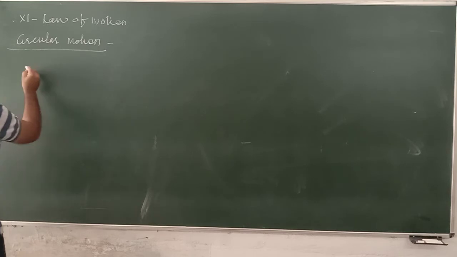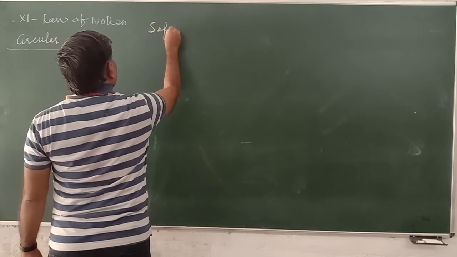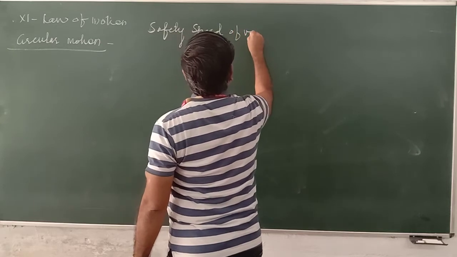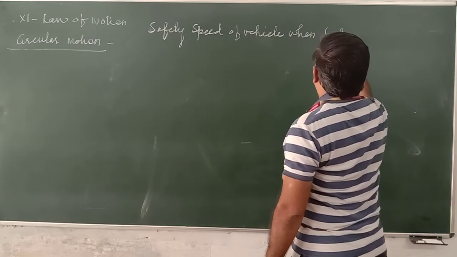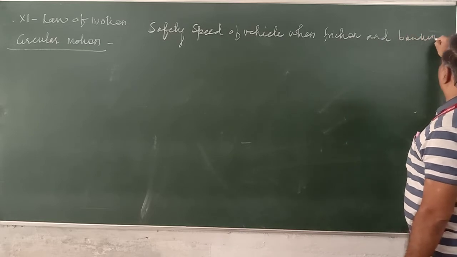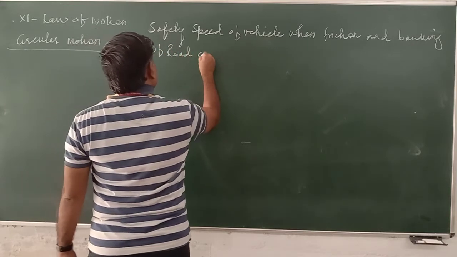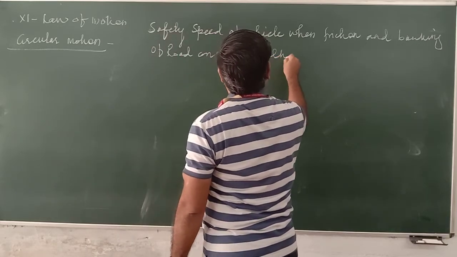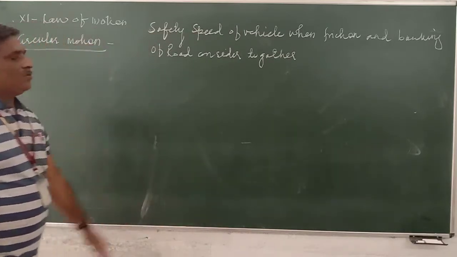Circular motion. Here it's a safety speed of vehicle, weight, friction and banking of road. Consider both the things we are considering here together. It is banking of the road also and safety also.